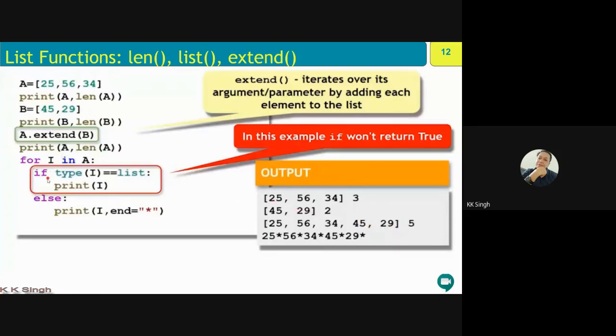But over here, if you see, type checks the type of the individual data item. The type is a list when it comes to 45 and 29. So you will come to this statement directly. The value of the list ends with the asterisk. So this way the output is printed.